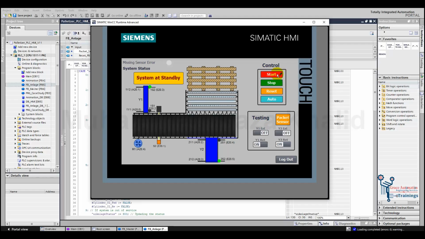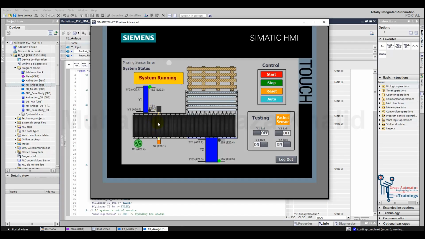Firstly we need to press the start button. So here we can see that the indicator is showing that the system is running. Now we need to select the mode. So let's select the auto mode. So here we can see that the motor has turned green and it's rotating, and similarly the conveyor is moving. So here the packets will be coming towards the pallet, so those will be detected by this sensor.